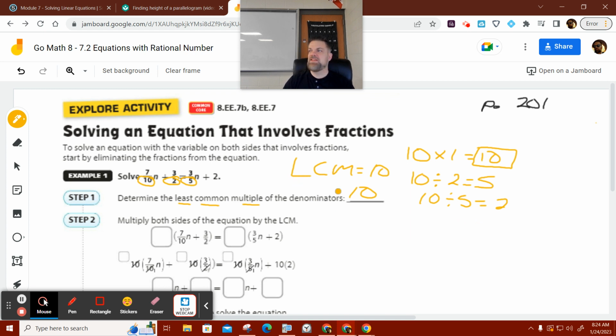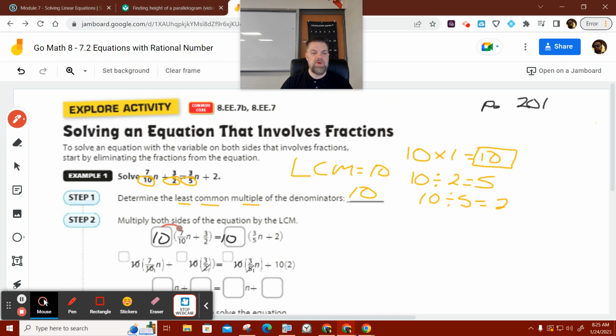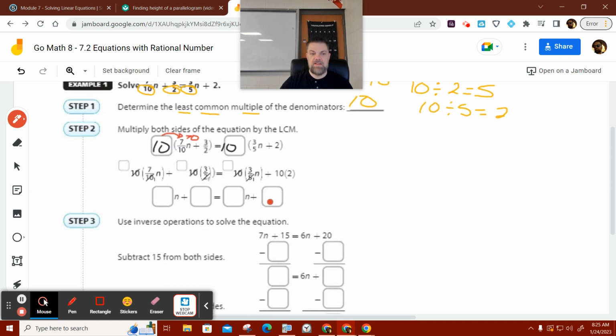So once I know that's the least common multiple, I'm going to multiply everything by 10. Remember, we're going to distribute this through the parentheses. So 10 times this, what's 10 times 7? 70, right? So 10 times 7 equals 70. What's 70 divided by 10? 7, right? So this becomes 7n.